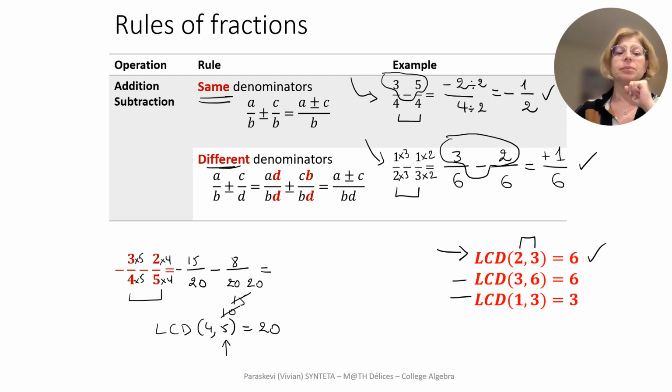And now we have to add two fractions with the same denominator, 20. So I will keep the same denominator here, and I will do the operation between the numbers on top. Let me just see, it's minus 15 and minus 8. They've got the same sign, so I will continue according to the rule of signs, the same sign, minus, and I will proceed to addition between 15 and 8, which is 23, and this is the final result according to the rules of fractions.